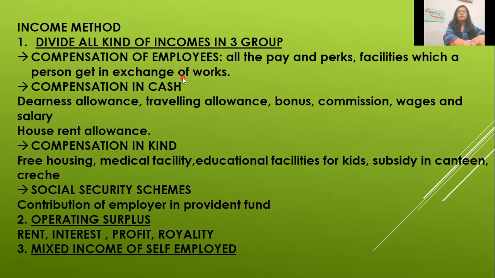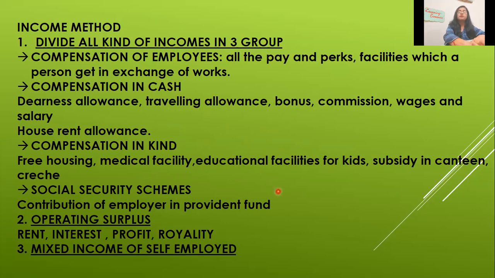Compensation of employees is also divided further in three groups: compensation in cash, compensation in kind, and social security scheme. This we have already discussed. Compensation in cash, we get all the cash incomes like D.A, traveling allowance, bonus, commission, wages, and salary. And in compensation in kind, we include free housing, medical facility, educational facility for kids, subsidy in canteen, crèche, etc. And in social security schemes, we include the contribution of employer in the social security scheme, whether it is Mediclaim, PF, or any kind of insurance policy.